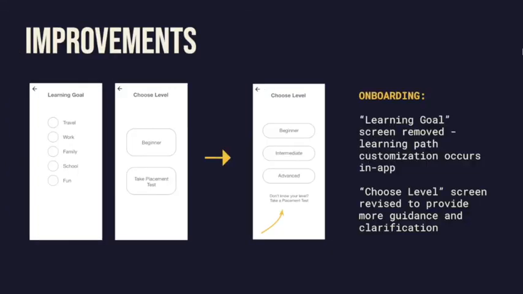Alright, so during the onboarding process, users weren't really sure why they needed to set a learning goal if they were able to select learning paths already in-app. Therefore, I omitted this screen to allow for a more straightforward onboarding process. I also revised the Choose Level screen, which now allows users to select a level or gives them an option to take a placement test if they're unsure.